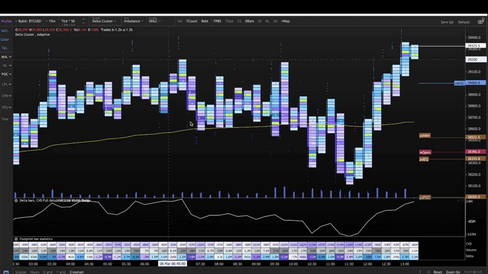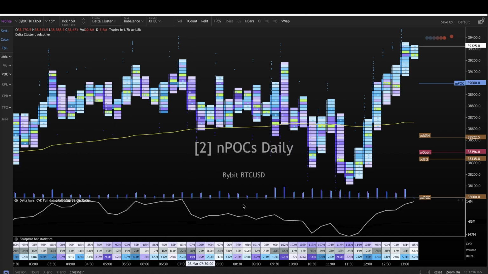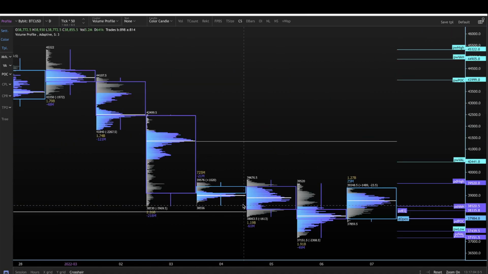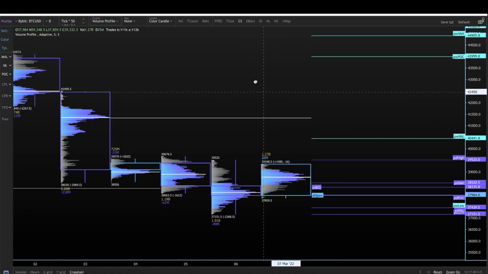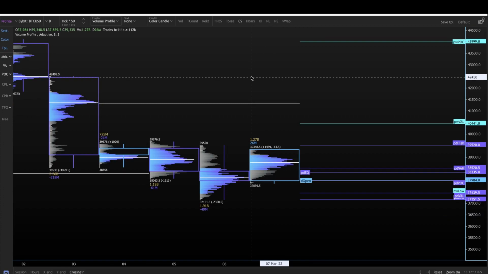Now, let me show you practically what that would look like. So if we go to a daily market profile volume chart right here in XFCharts, and by the way, this template is available for you to import upon the purchase of this course.